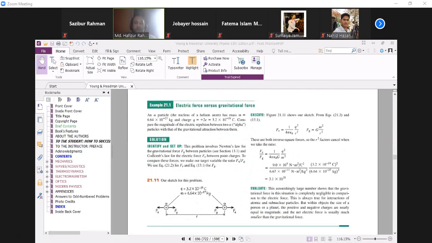Okay, this is example 21.1. All of you note this, the topics. I think previously I also told you that for the topics which I am teaching from the book, you should note down those page numbers and example numbers.